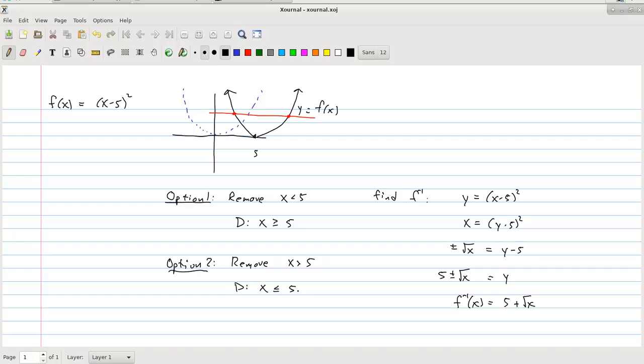If we were to find the inverse here, the only difference is that in this last step, when we chose to go with the positive square root of x, we did that based on our domain. So here, if x is less than or equal to 5, that means the range of the inverse must be the same, must be y less than or equal to 5. That will only happen if we choose the negative square root. That means under this option, our inverse will be 5 minus radical x. So we have 2 ways to restrict the domain, which gives us 2 different inverse functions.